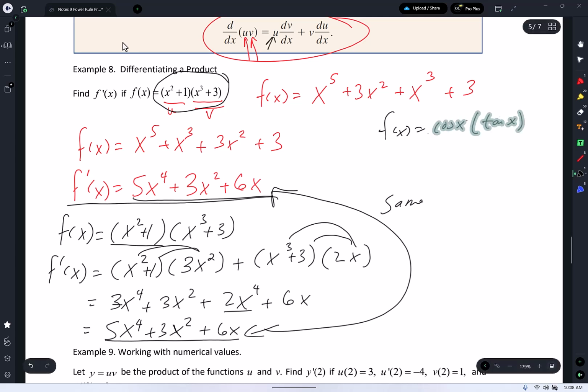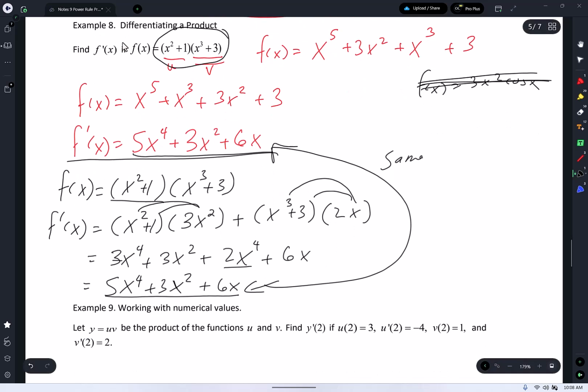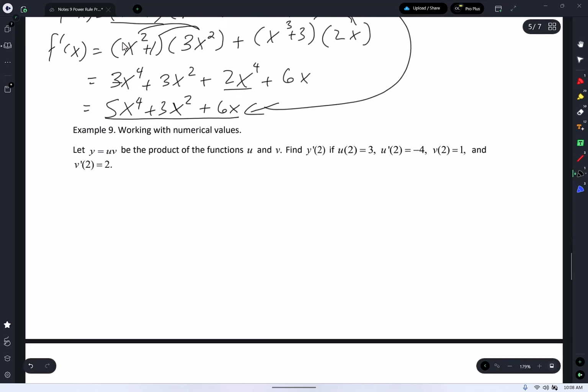So it's just a rule, just like anything else, or cosine x times 3x squared. That probably would have been a better one, 3x squared cosine x. But anyways, let me erase that because I don't want you to think that's part of the notes. We haven't done derivative of trigs yet. Cool or not cool? All right, so all we're doing is practicing with product rule. So let's look at example 9.